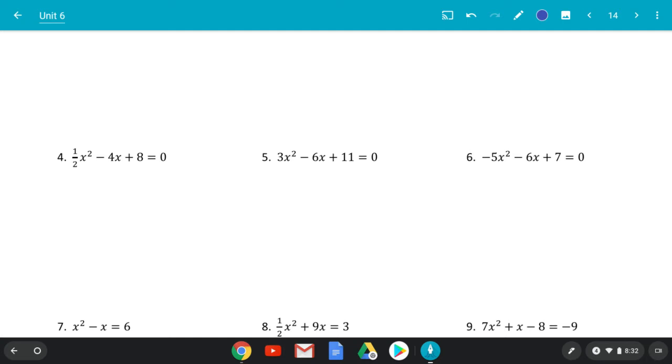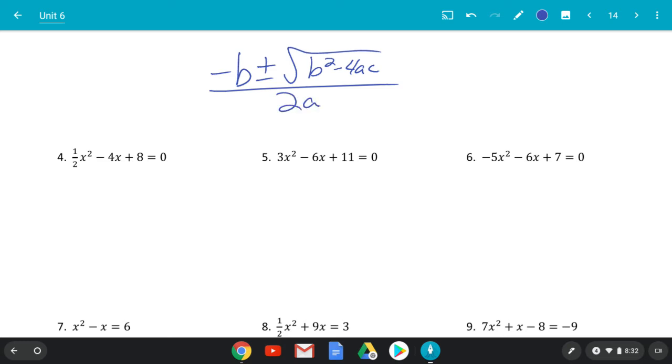Negative b, plus or minus square root, something. No. Negative b, plus or minus square root of b squared minus 4ac, all over 2a. Negative b plus or minus the square root of b squared minus 4ac all over 2a. Okay, that's what we're dealing with.